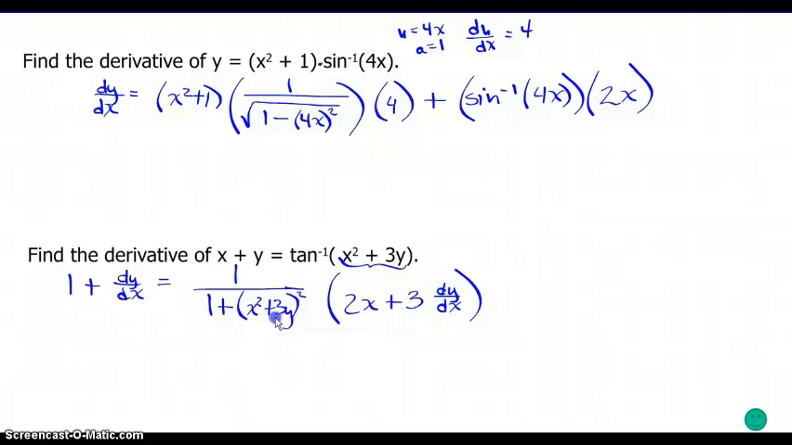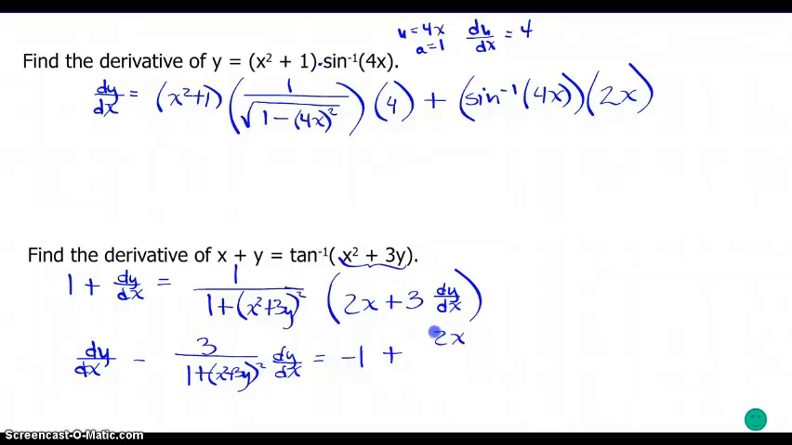Now, the next step is to solve for dy dx. I'm going to try to do this really quickly. I want everything with dy dx on the left-hand side. So this distributes out over here. I have 3 dy dx times this, so I'm going to subtract that. That's 3 over 1 plus this quantity times dy dx equals, I'm going to move this 1 over here by negative, and I still have over here a 2x over the quantity 1 plus x squared plus 3y quantity squared.